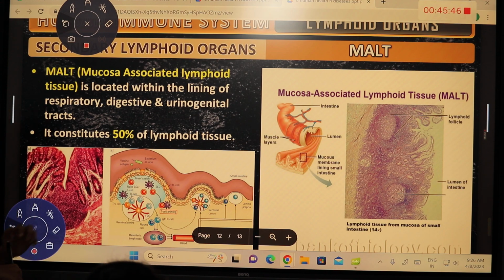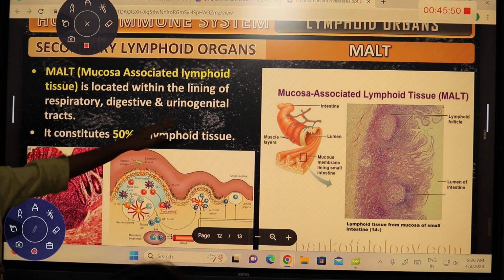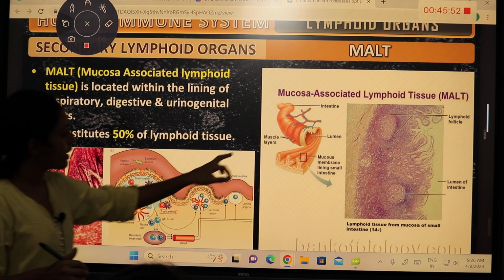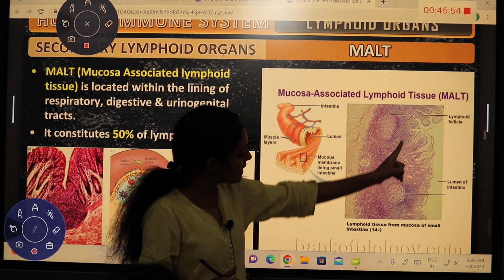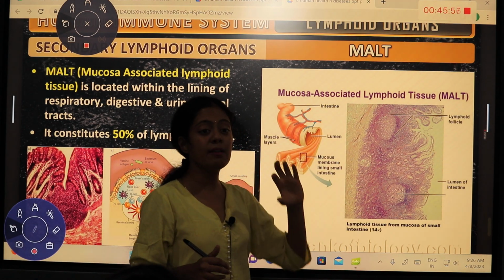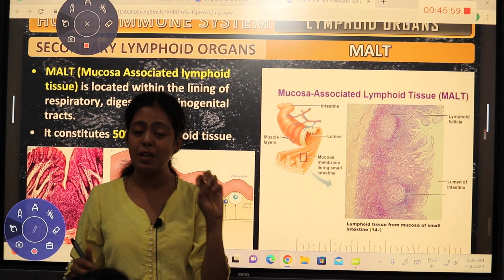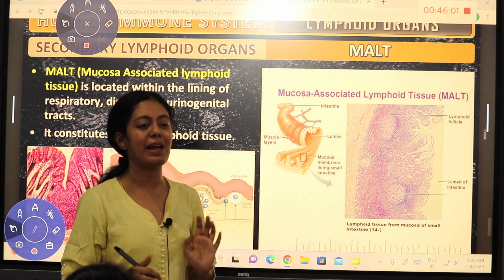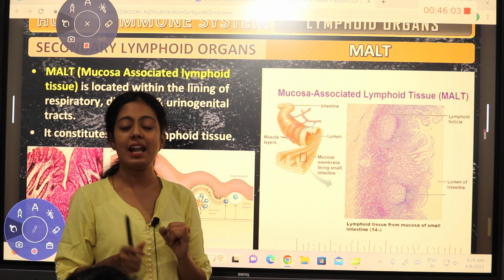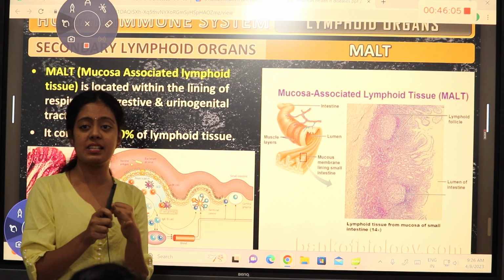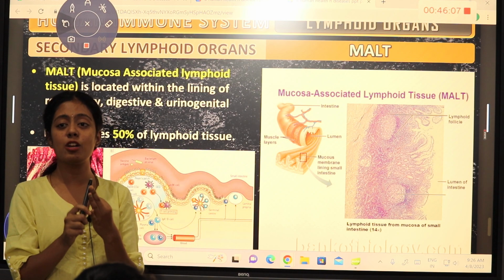Okay, so where are they present? They are present in the respiratory, digestive and urinogenital tract. Here you can see this is the mucosa. Can you see a lymphoid follicle? That lymphoid follicle will help in trapping the pathogen and killing that pathogen. So where are they present? Respiratory, digestive and urinogenital tract, you will have MALT.